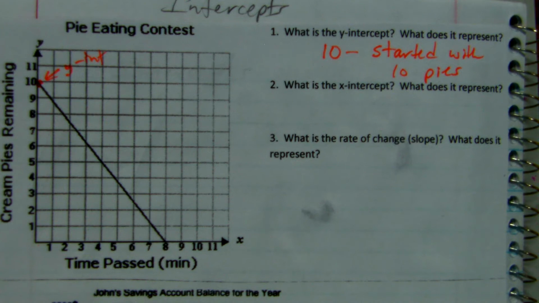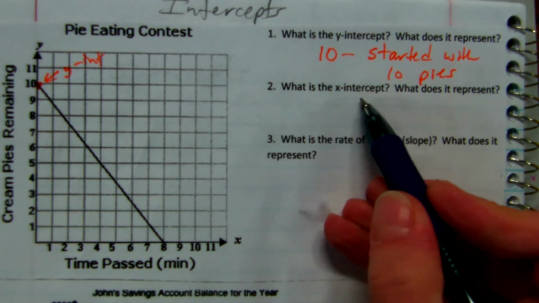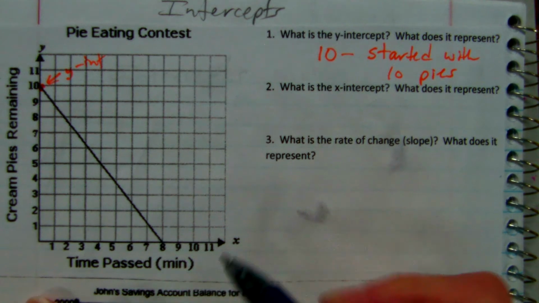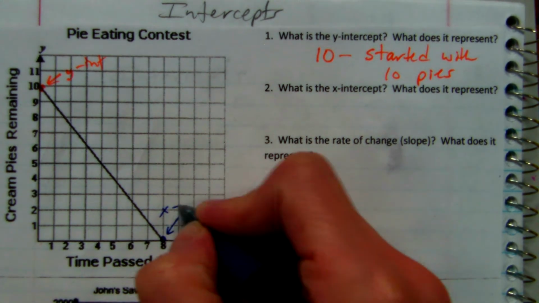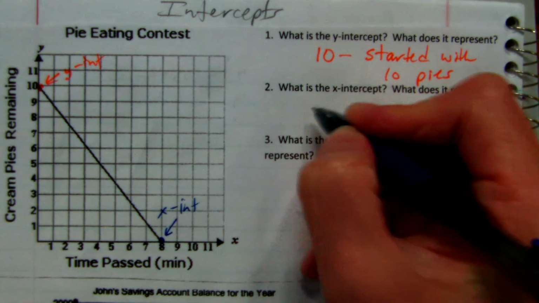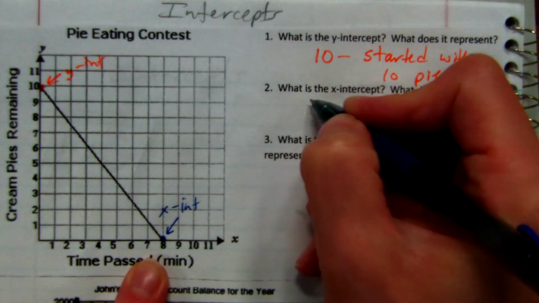Okay, so on number 2, it says, what is the x-intercept? So let's go down here to the x-axis and see where that's crossing. It's crossing down here at 8. So that's my x-intercept, and I'm going to write that over here. And so it's crossing at 8.